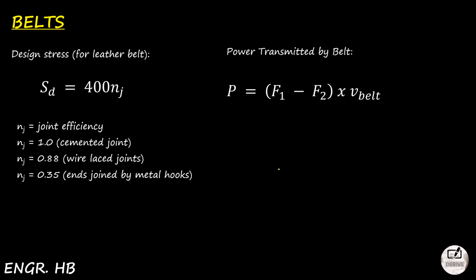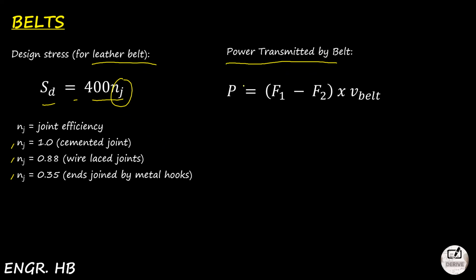So para naman sa design stress, minsan kasi may mga given na cases na nakalagay cemented joint yung uri ng belt, wire lace, metal hooks. So for leather belt only, our design stress is equal to 400 times the joint efficiency. So we have the three types of joint efficiency, which is the 1, 0.8, and 0.35. So that was for cemented, wire lace joints, and metal hooks, respectively.